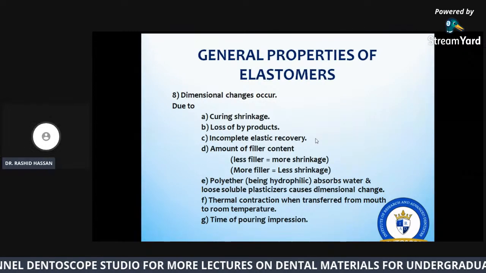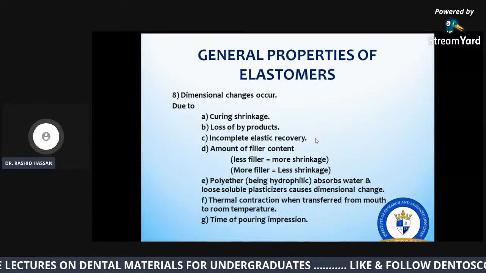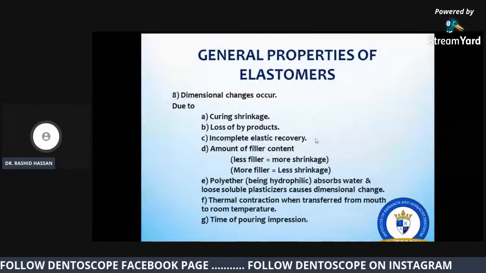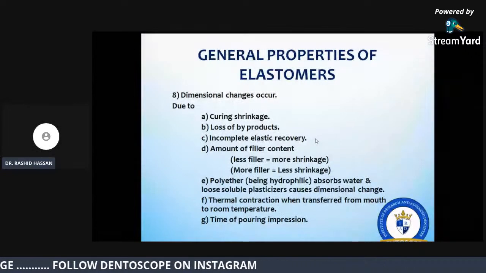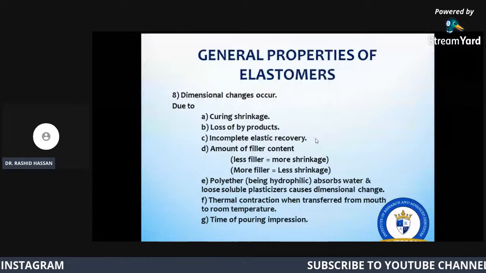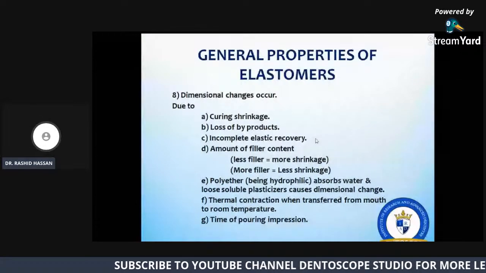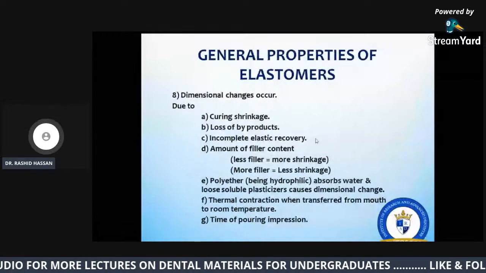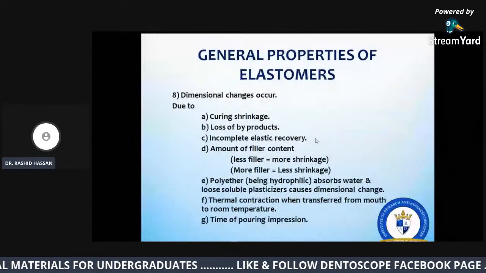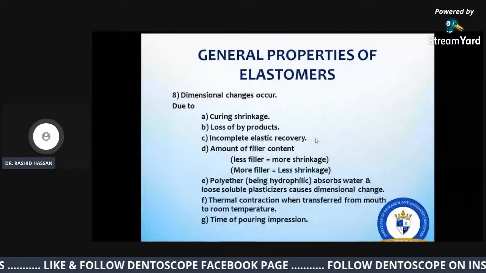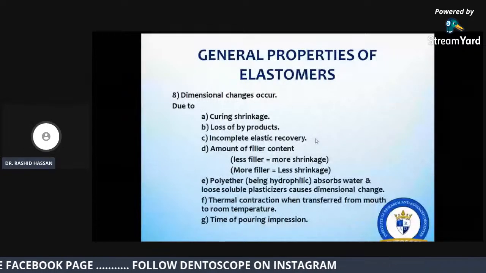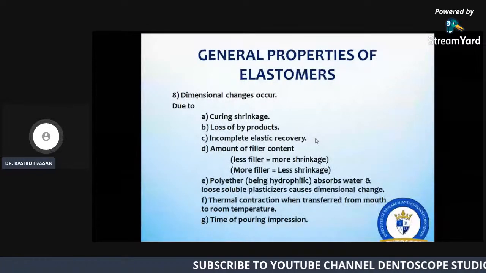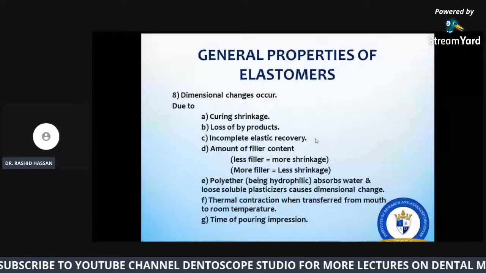Incomplete elastic recovery. There is no impression material which has 100% elastic recovery. There is always some discrepancy in the elastic recovery, because whatever process the impression material goes through, it will not completely recover elastically. Although the elastomers have excellent elastic recovery, about 97, 98, 99%, ideally it should be 100%. But, well, that is not at all possible in case of the elastomers.